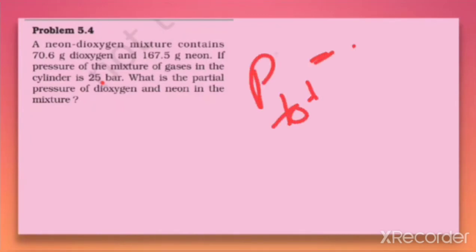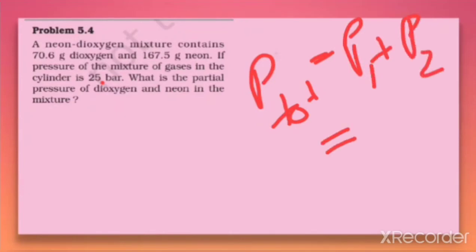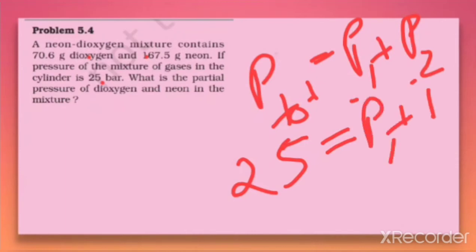Because we know that P1 plus P2 is equal to the total pressure. It is the pressure of the mixture of gases. So it is very clear that 25 bar is the total pressure. According to Dalton's law, the total pressure is equal to the sum of the partial pressures, that is 25 bar is equal to P1 plus P2, where P1 is the partial pressure of one gas and P2 is the partial pressure of the other gas. So we need to find these.